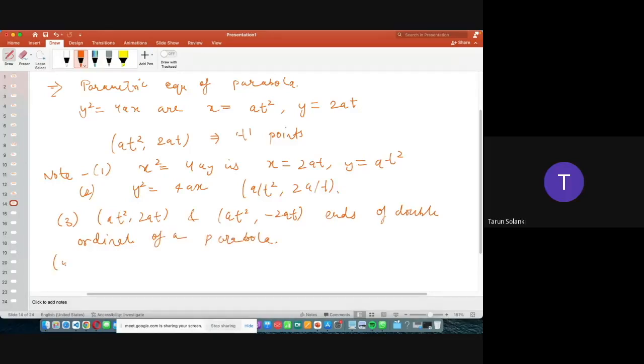Next is the parametric equation of a parabola, that is (y minus k) square equals 4a(x minus h), where x minus h equals at square and y minus k is 2at. So these are the parametric equations of the parabola. This was related to your parametric equation of parabola. So you can copy this, and then we'll look at two examples related to this.